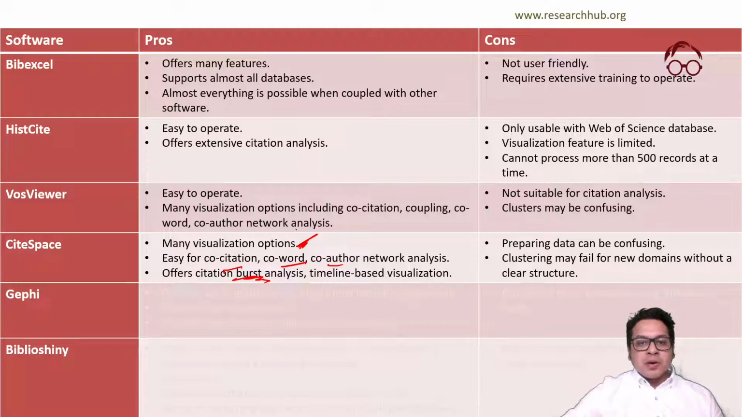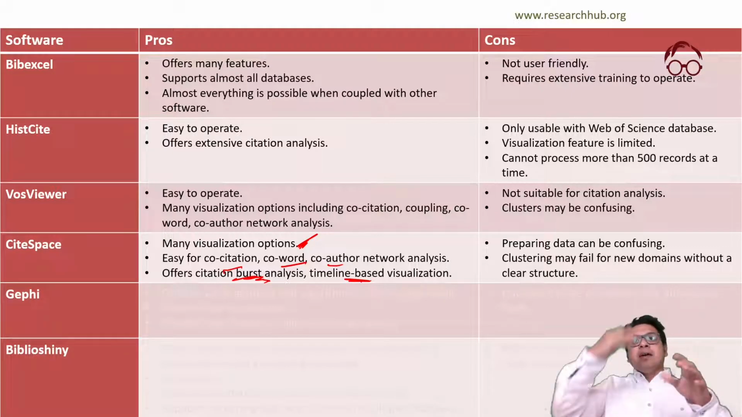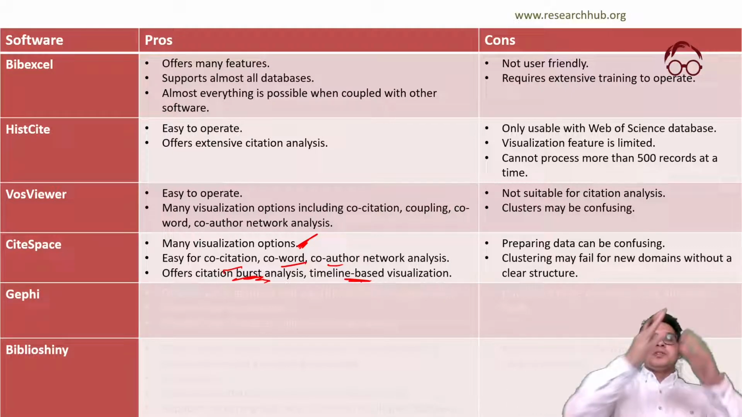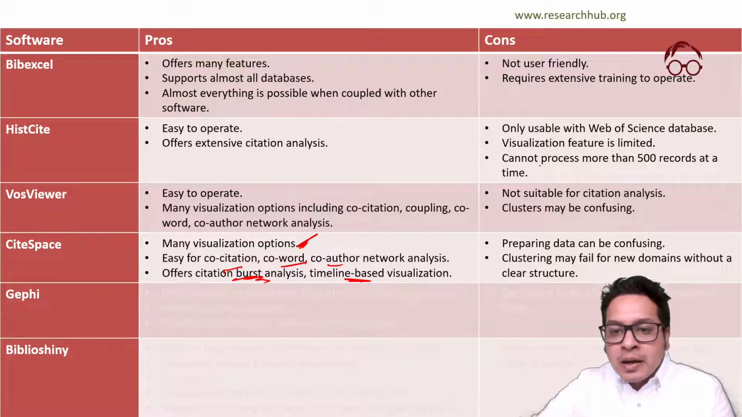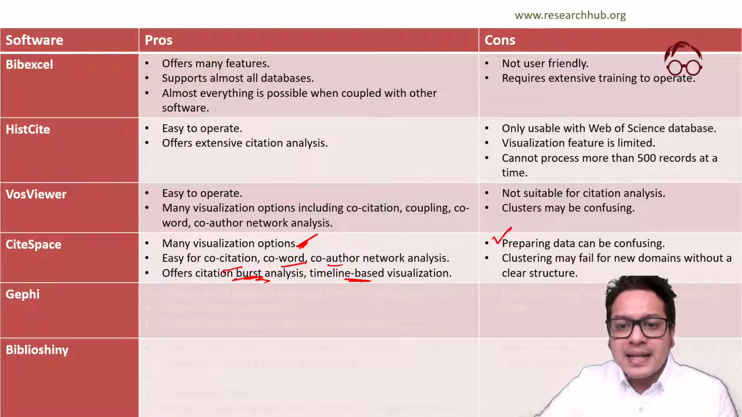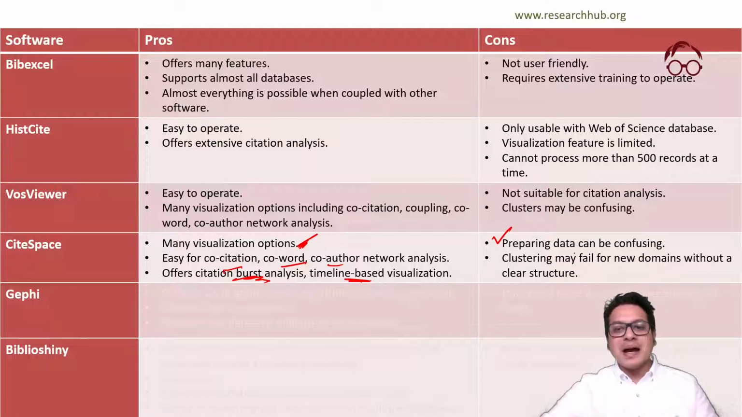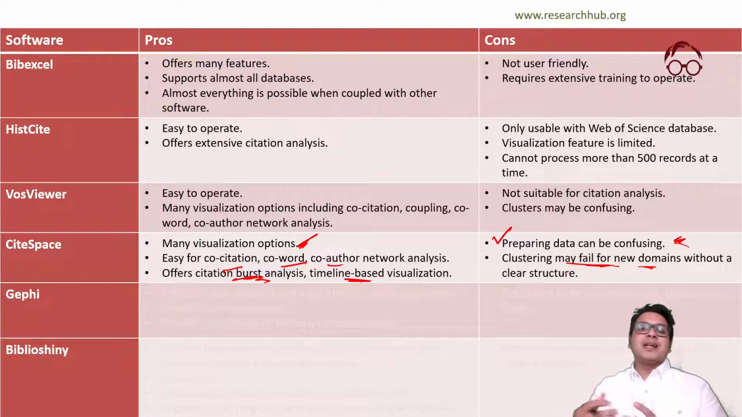And it also gives us timeline-based visualizations of different clusters. So from there actually we can see for the last 20 years, in which year, which topic was getting more attention. So these two things are kind of unique to CiteSpace. And for preparing the data, setting up the software and preparing the data, it can be confusing for CiteSpace. And sometimes clustering may fail, especially for new domains with unclear structures.